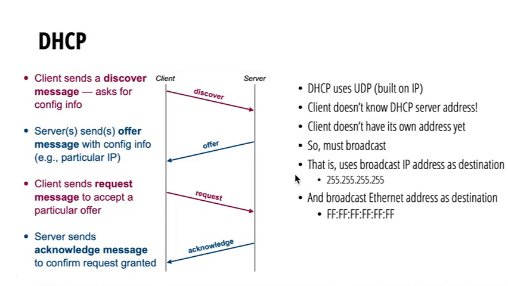So why did DHCP build on top of IP? Why did it not build directly on top of Ethernet? Why is it not an Ethernet level protocol?